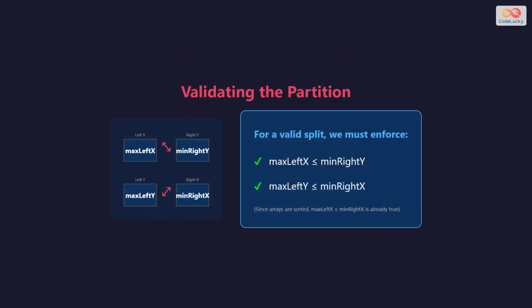Once we have our cut points, we need to validate them. Since the individual arrays are already sorted, we only need to cross-check the boundaries. Specifically, the maximum element on the left side of x must be less than or equal to the minimum element on the right side of y. Similarly, the maximum element on the left side of y must be less than or equal to the minimum element on the right side of x.